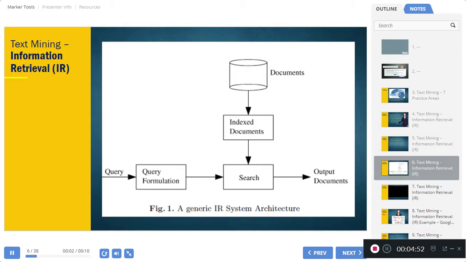Figure 1 shows a generic information retrieval system architecture.